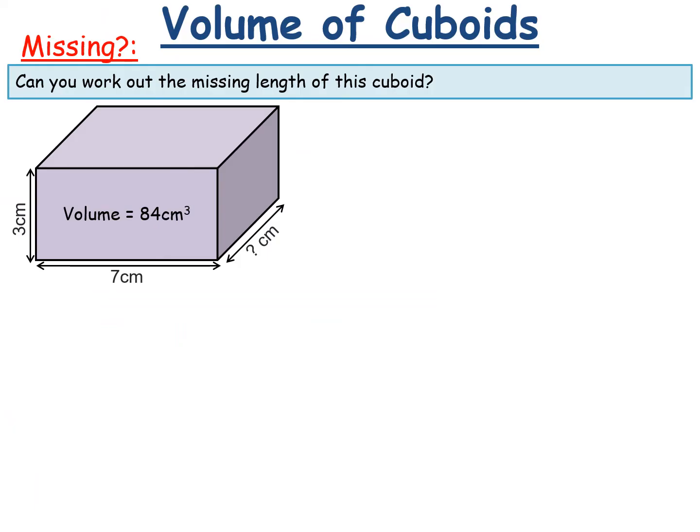So can you work out the missing length of this cuboid? Pause and we'll have a go. You know that you were multiplying to find the volume. Now that you have the volume, you need to do the inverse, so you need to divide. So 84 divided by 7 divided by 3 would give you 4 centimetres. So that missing side is 4 centimetres.